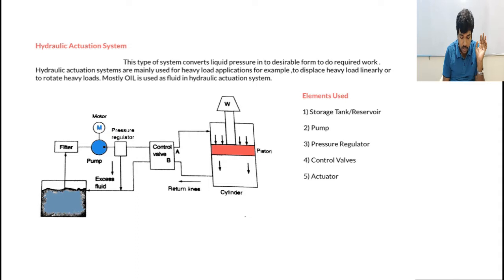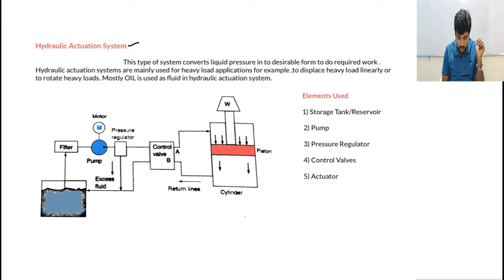Let us look at the first one, the hydraulic actuation system. If you look at the hydraulic actuation system altogether, it looks like this. Let me first define what it is. This type of system converts the liquid pressure energy into a desirable form such that we can do some work. So the ultimate aim of a hydraulic actuation system is to convert the liquid pressure energy back into a linear displacement or angular displacement. Now see the diagram here, you will understand this in a better way.